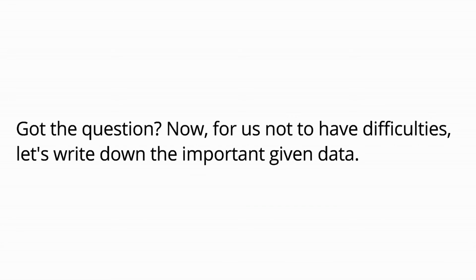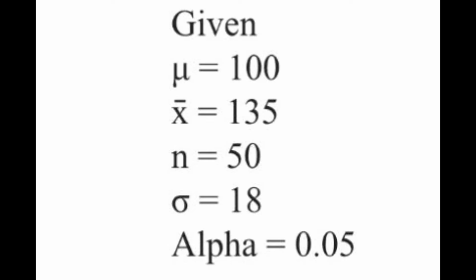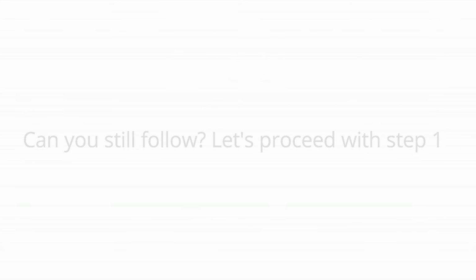Got the question? Now, for us not to have difficulties, let's write down the important given data. The mu is equal to 100. The sample mean, represented as x bar, is equal to 135. The sample size, represented as n, is equal to 50, and the standard deviation, which is represented by the cursive looking sigma, equals 18, with an alpha of 0.05. Can you still follow?